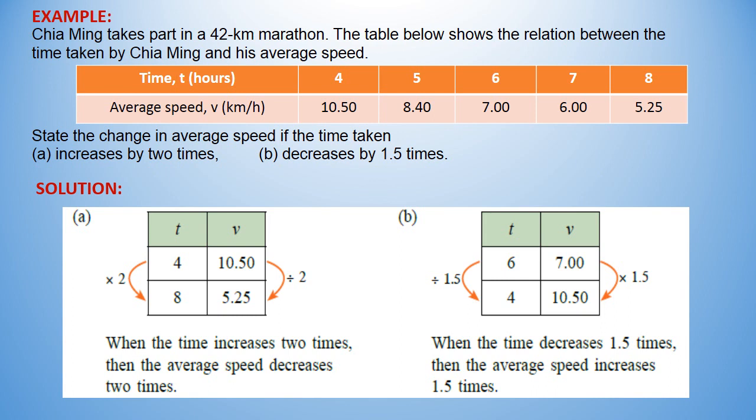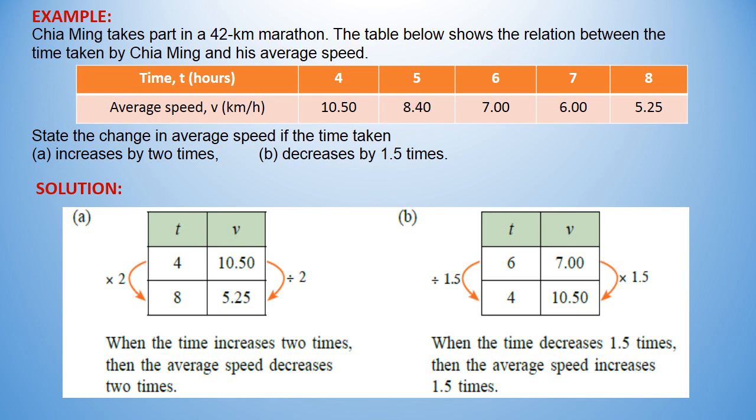So what's your conclusion? You can write the conclusion like this. When the time increases by 2 times, then the average speed will decrease by 2 times also. So that means one increases, the other one decreases.